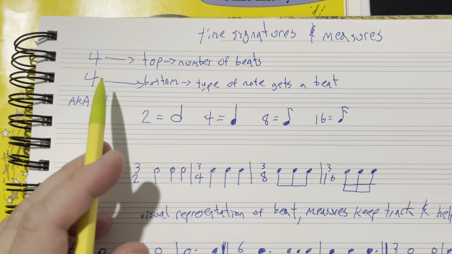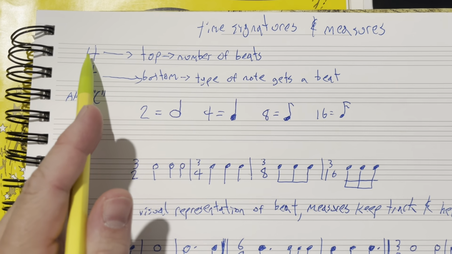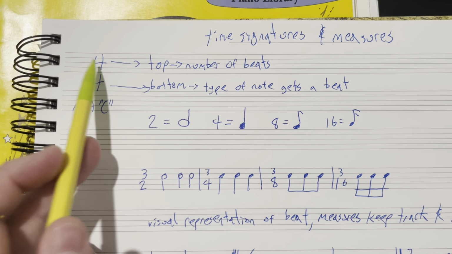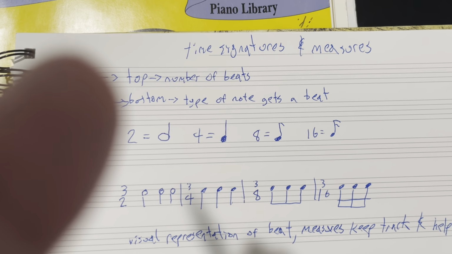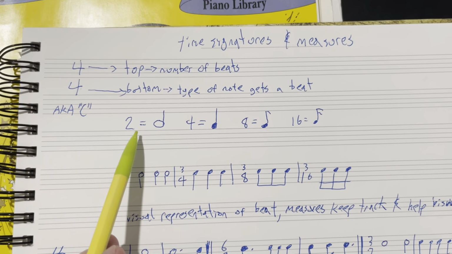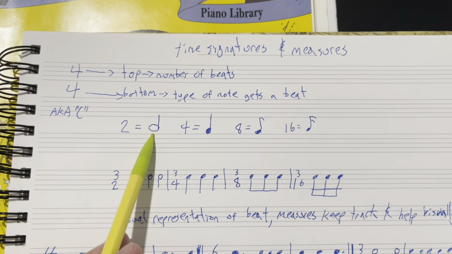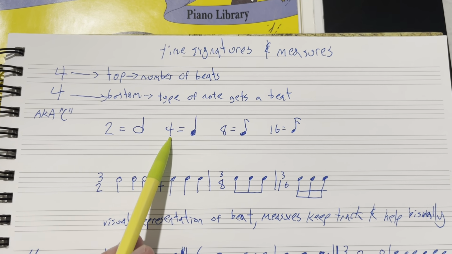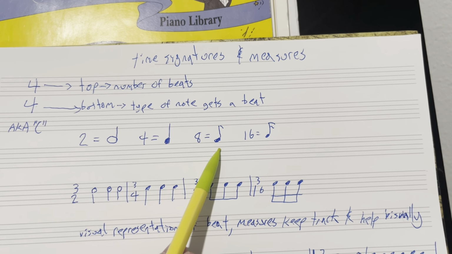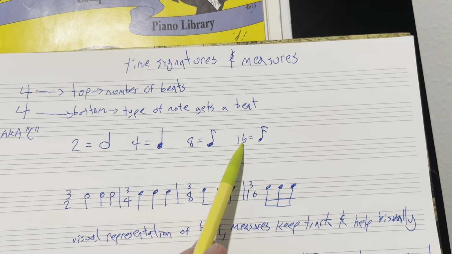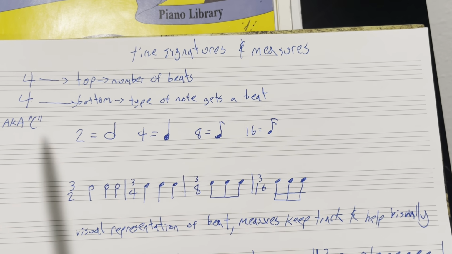But the top thing is always an easier concept: just how many beats are in a measure. Bottom, what type of note visually represents the beat. And that's what I kind of wrote here. If there's a 2 on the bottom, that's represented by a half note getting the beat. 4 on the bottom, a quarter note gets the beat. 8 on the bottom, an eighth note gets the beat. 16 on the bottom, a 16th note gets the beat.